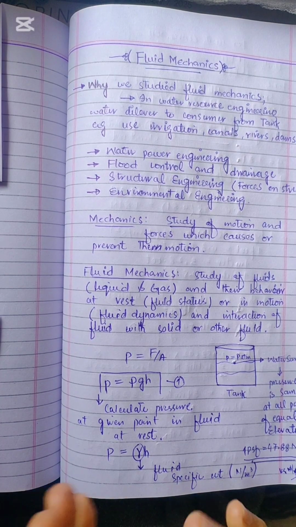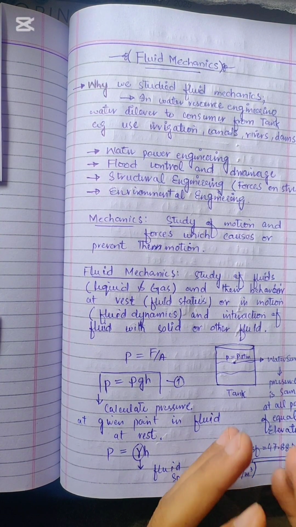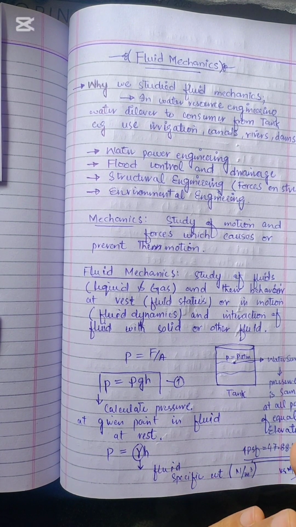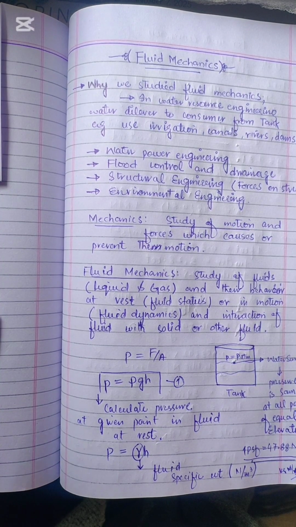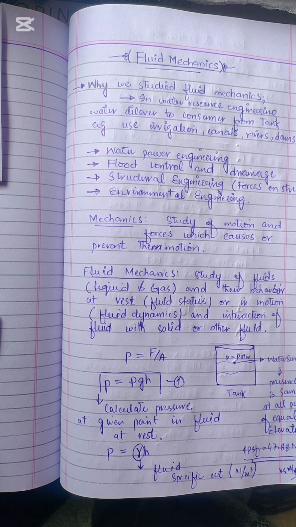What is mechanics? Mechanics is the study of motion and the forces which cause or prevent the motion. It means that mechanics is related to motion and the causes of motion, which actions can produce this type of motion. Fluid mechanics is where we study fluids, which may be liquid or gas, in their behavior at rest. When the fluid is at rest we call it fluid statics. When the fluid is in motion we call it fluid dynamics. And there is the interaction of fluid with solid or other fluid, when our fluid interacts with a solid body at its boundary, or when the fluid is connected to another fluid, or floating over another fluid.